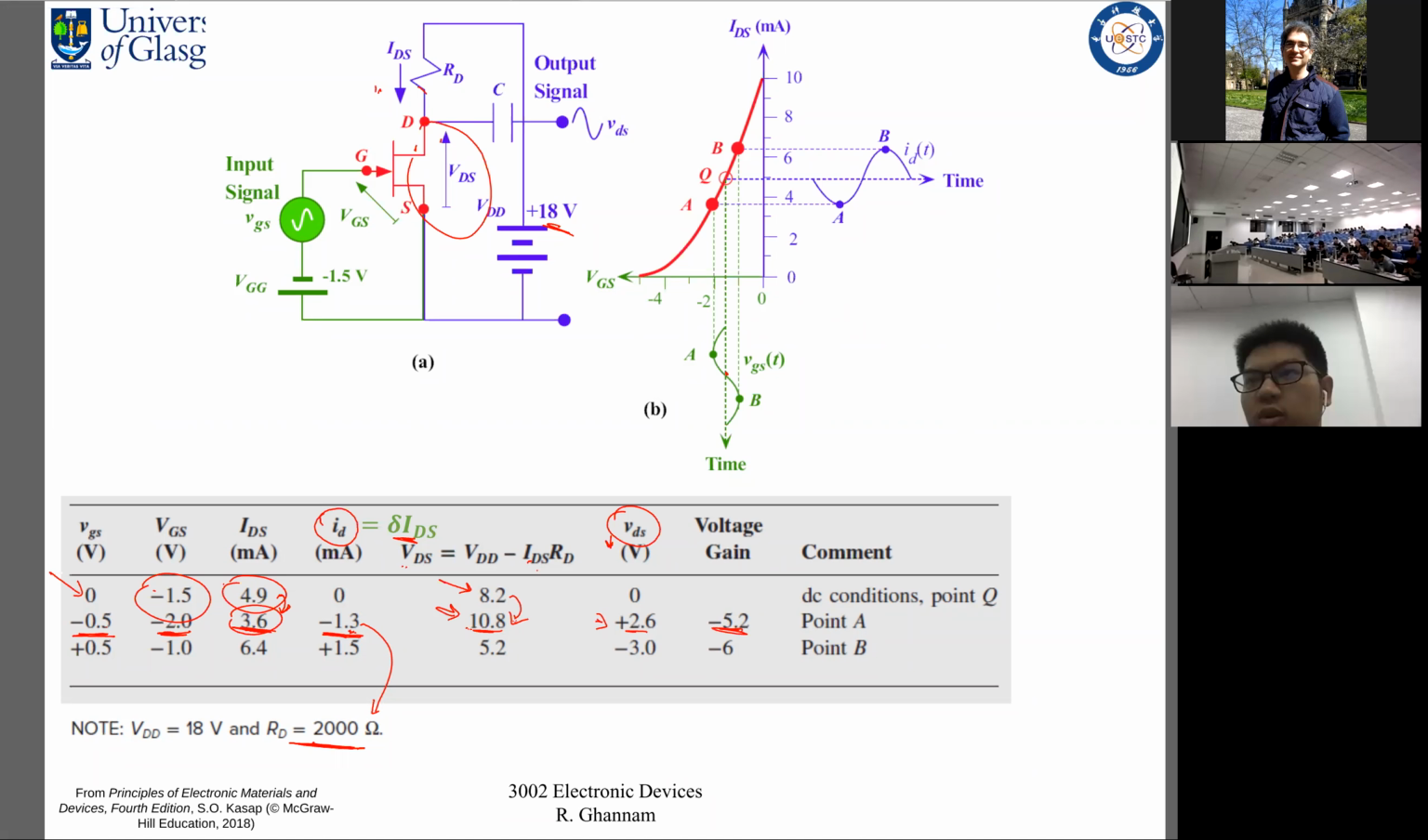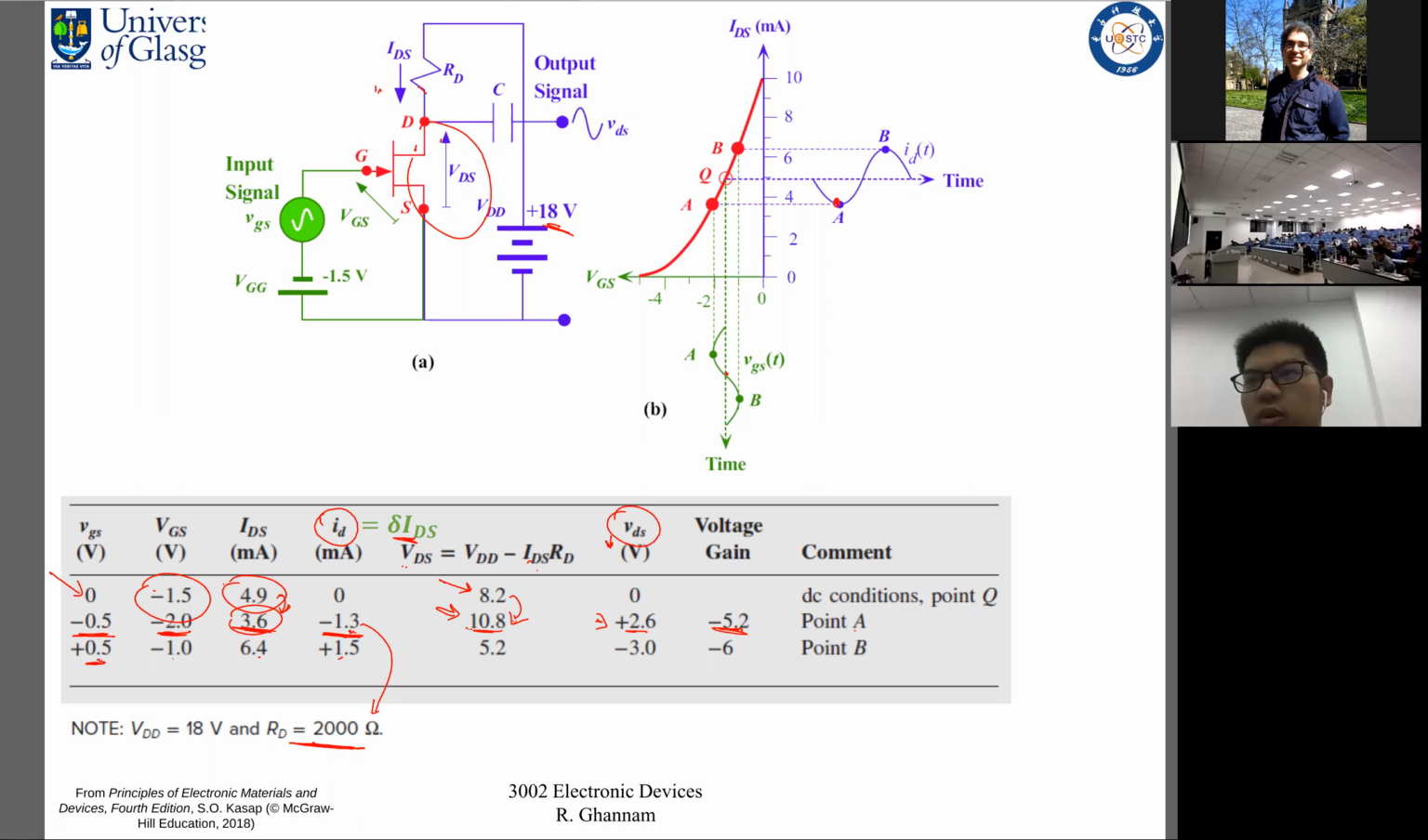So what is the voltage gain? We can calculate what the voltage gain is. This is now point A. We repeat the same procedure now for point B. For point B, in this case, the most positive point of VGS is 0.5, and we repeat the same process.